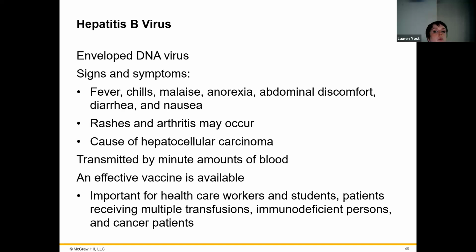So Hep B is associated with hepatocellular carcinoma, hepatic cancer, liver cancer. There is a vaccine available for Hep B. It's transmitted by very minute amounts of blood. So this can be sexually transmitted as well as through intravenous exposure. There's a vaccine available, but there is no treatment for Hep B. If you have Hep B, you pretty much either have to get over it on your own or you're going to die from it. So get the vaccines for A and B.